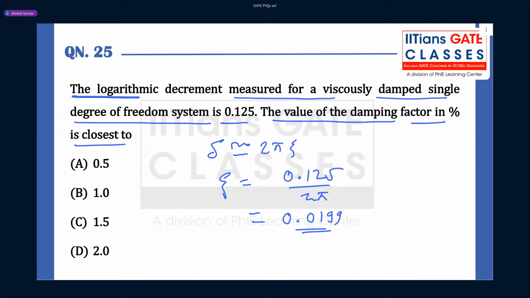Now they asked in percentage. So in percentage means you need to multiply by 100. When you multiply it by 100, what do you get? You will get approximately 1.99 percent, which is equal to 2%. So D is the correct answer. Everybody, is it clear? They didn't ask for the answer in decimal, they asked for the answer in percentage. So you need to multiply by 100.